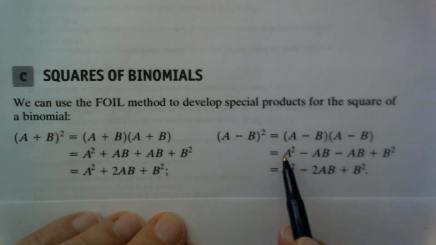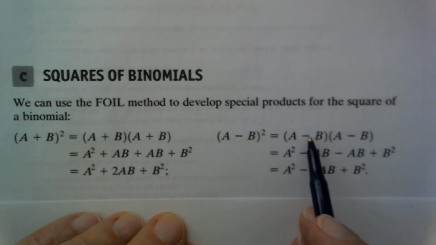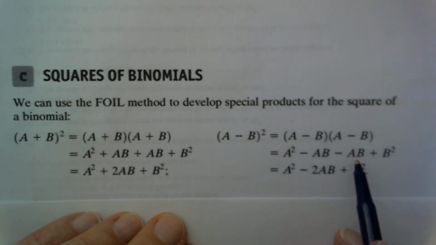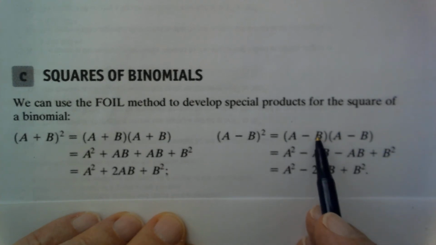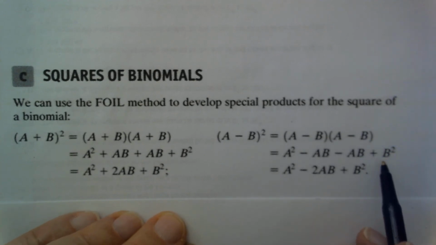A times a is a squared. A times minus b is minus ab. A minus b times a is minus ba. And of course, we can write it as minus ab because multiplication is commutative. The order does not matter when we multiply. And so minus b times minus b is plus b squared.